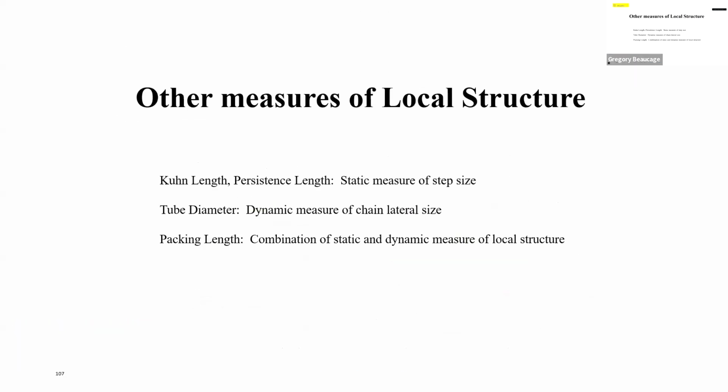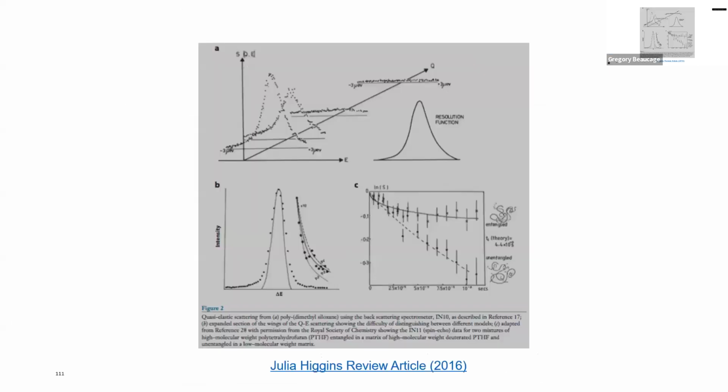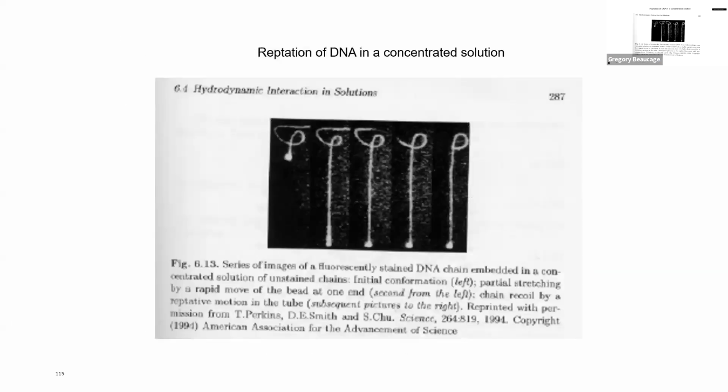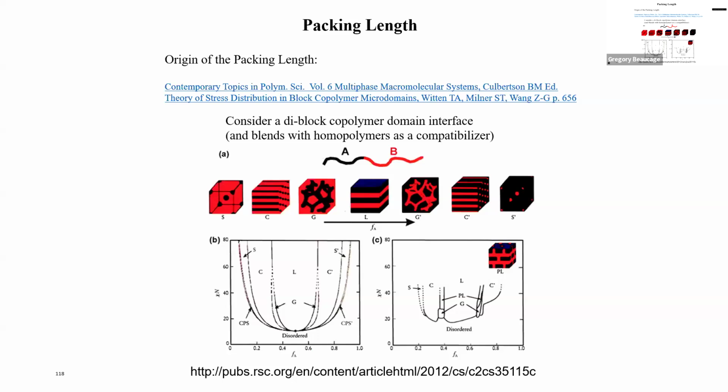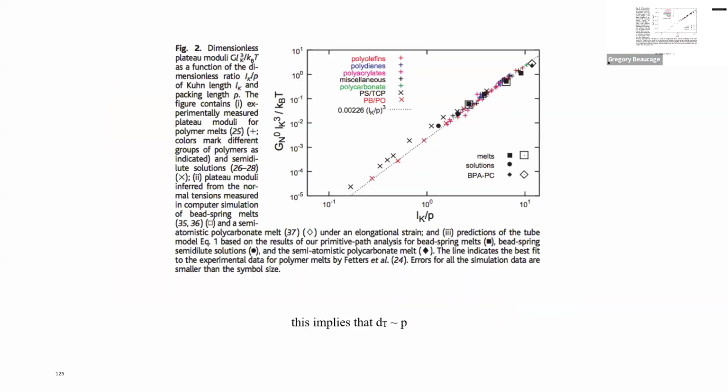Anyway, I just wanted to mention briefly the tube diameter, because it's on the same size scale. And then this packing length is the thing I wanted to go through today, which is short too. So we talked about the packing length in terms of how you can predict the plateau modulus. This packing length will give a perfect match for all polymers, right?